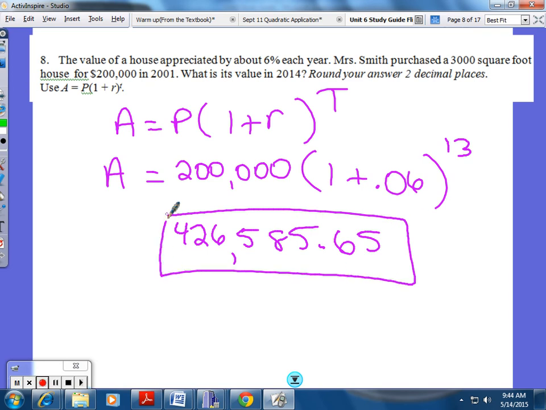Okay, always look at your numbers and see if it makes sense. Is your house supposed to be worth more money than it was in the beginning? Yes, because it appreciates. That means it should be worth more. If it says depreciate, it should be worth less. $426,585.65.